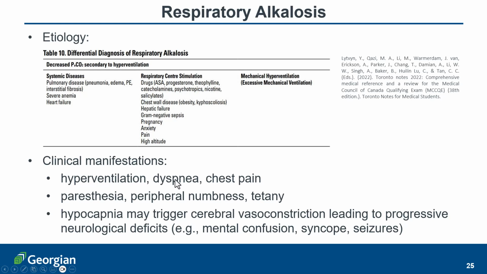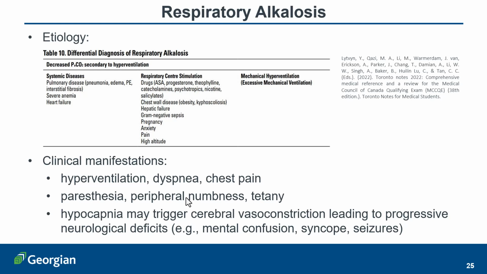Hyperventilation is the main one, along with dyspnea and potentially chest pain, as well as paresthesia and peripheral numbness. This is hard to explain, but it might have something to do with the increasingly dysfunctional capabilities of the nerves. The nerves become more and more dysfunctional, especially the free nerve endings. That could potentially be due to vasoconstriction, but regardless, that is a feature in respiratory alkalosis. Tetany, as the neuromuscular functioning also becomes more and more dysfunctional.